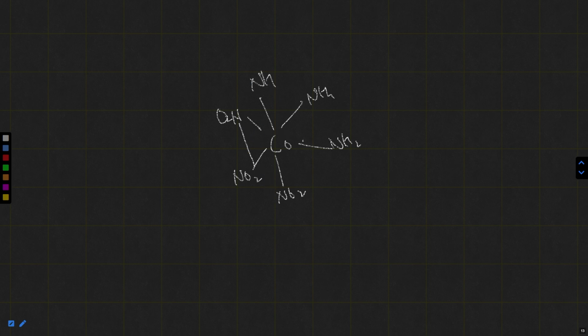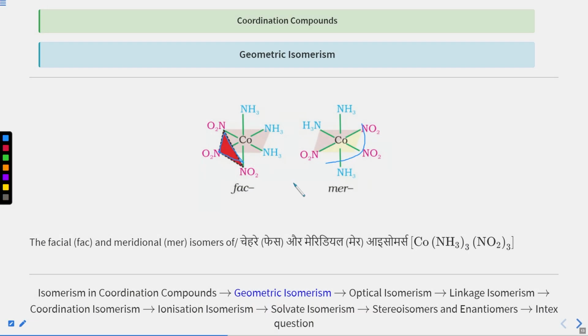So if you just join these three, it will make a triangle out of it. Okay? Clear? And all the NO2 will be on the vertices. But if you see this triangle, it is not the case. Okay, clear? So this is called facial and this is called meridional. In this case also the three NO2 are on the vertices. Okay, so this is similar.